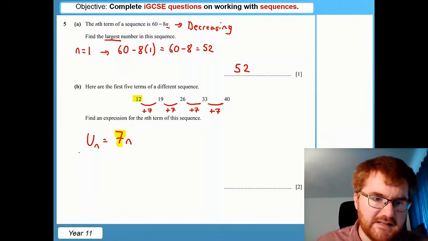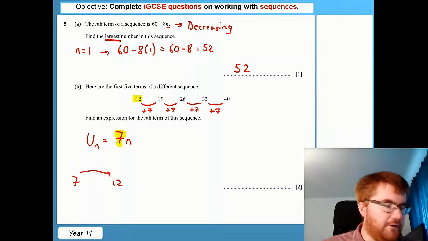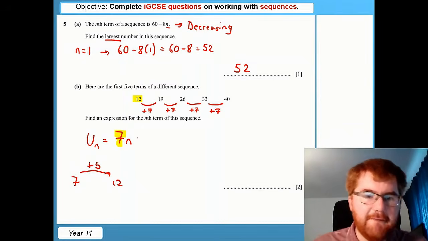So to visualize this, we've got 7. We want to get to 12. What do we add on? And that's going to be add on 5.